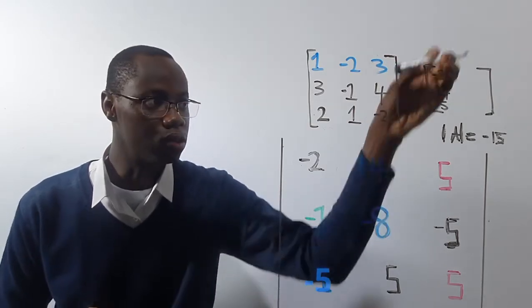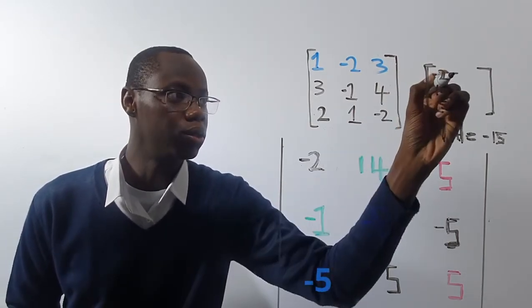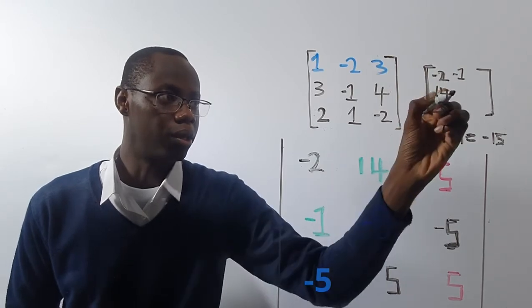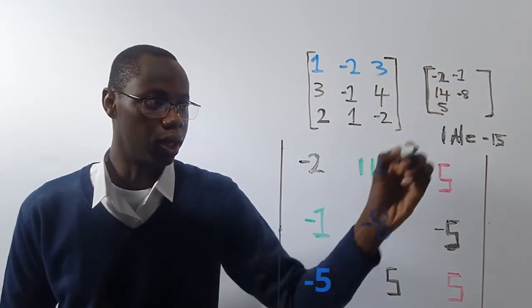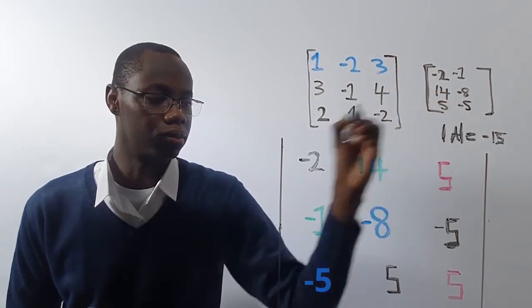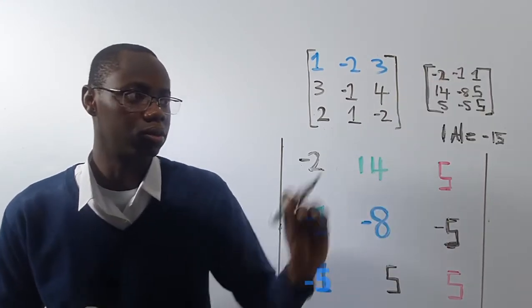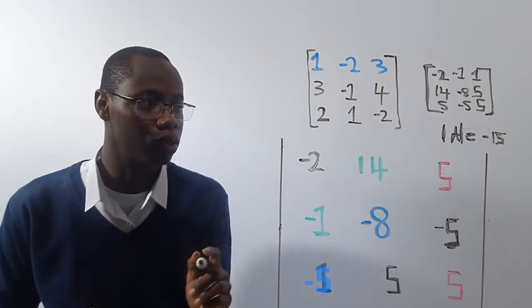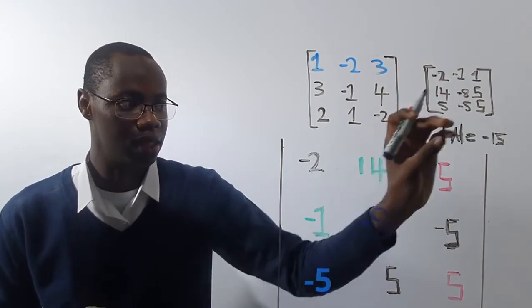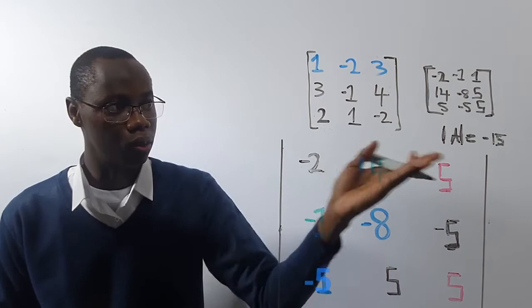Now turn this into column 2. -1, -8, and -5, like this. Now the last one goes into the slot here. So that's all. So this is the adjoint that we're looking for, and we already have the determinant as -15. So now we can work with this.